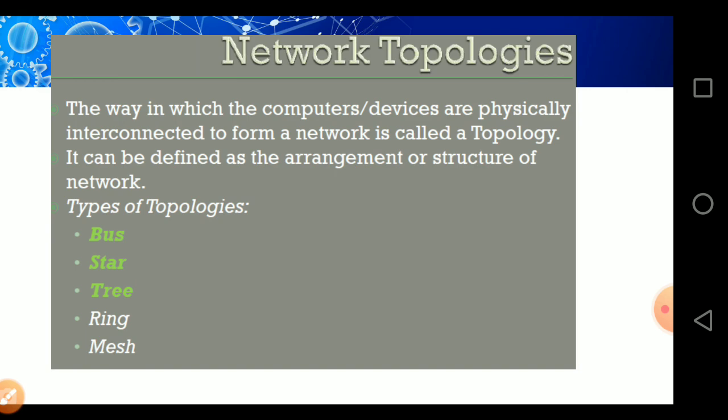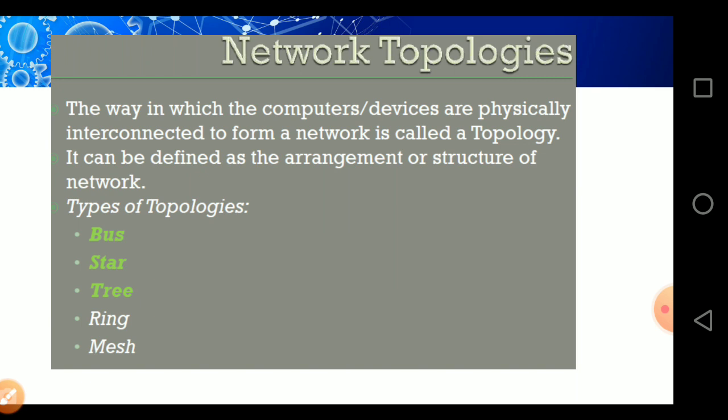Now coming to the types of network topologies. The term topology means the way the computers or devices are physically interconnected to form a network. It is the way of arranging computers. Consider the example of our class. A computer science class has one type of seating arrangement, right? But when you go to your normal classrooms, it is another type of arrangement.